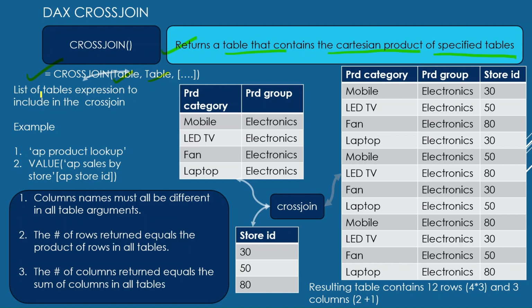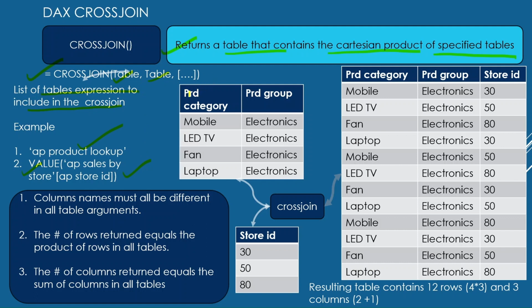So this is a list of table expressions to include in the cross join. This table could be a physical table like AP product lookup. This is a physical table, or it could be an expression which will result in a table, like VALUES of AP sales by store, and the column we are taking is AP store ID. So this will also be a valid input in the cross join.